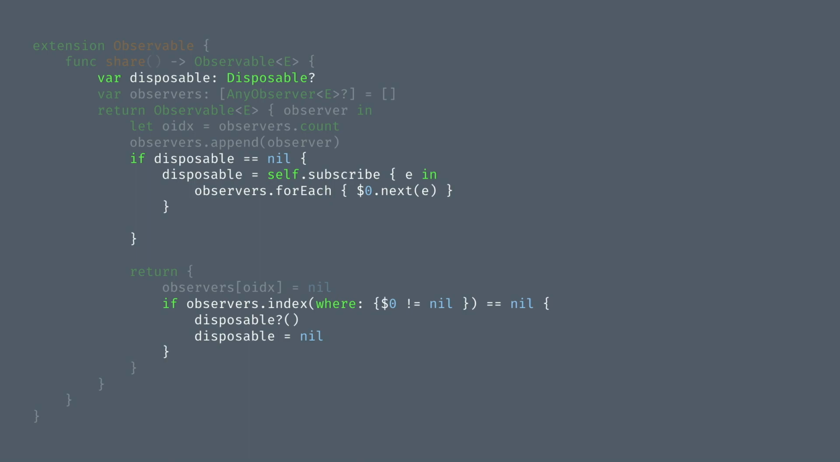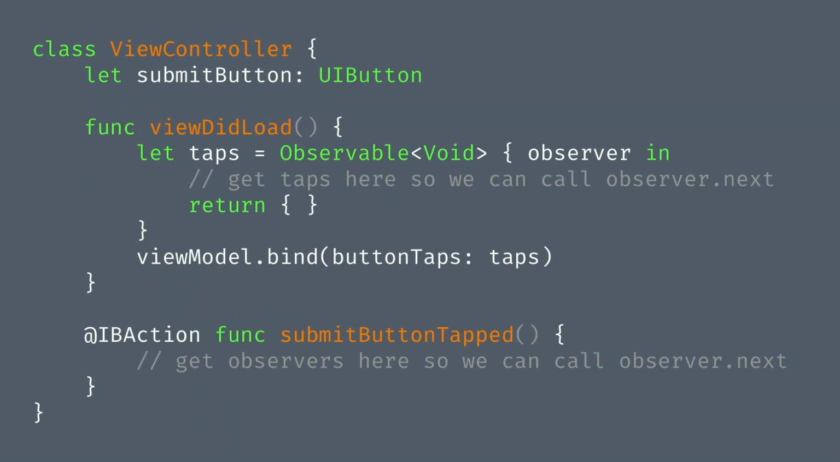Last bit that I want to talk about is a specific use case where the source of elements from your observable is a bit different than just an array of elements. For example, button taps. So here we have a view controller with a submit button, and in viewDidLoad we want to bind our view model, we want to give it the observable containing the taps of our submit button. These taps are received here in the IBAction method.